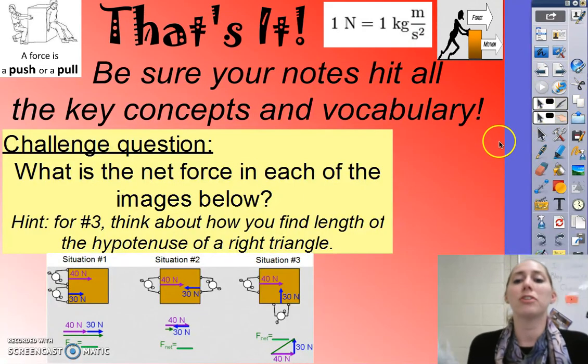That's it. Be sure your notes have all the key concepts and vocabulary, and feel free to try this challenge question.